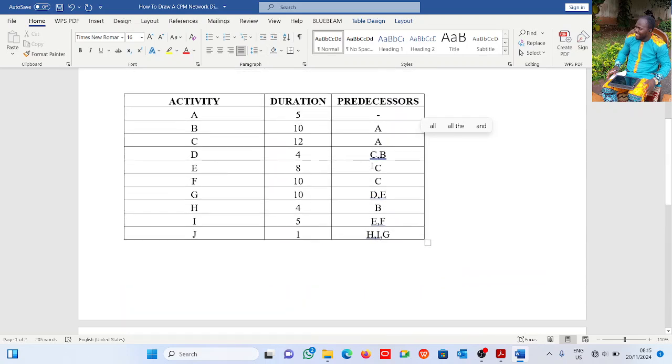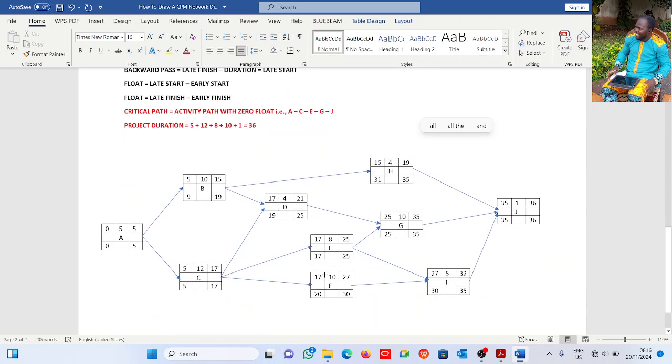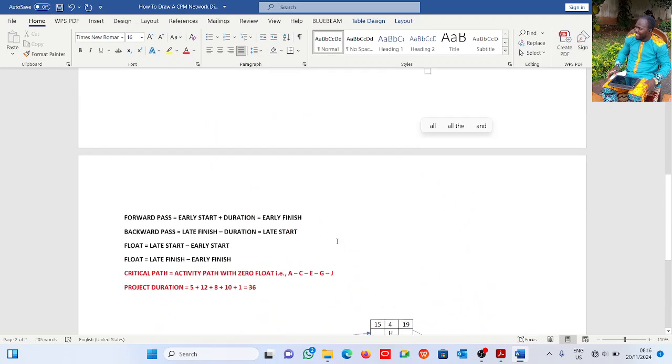Activity E has C as predecessor, so C has to come before E. The same thing with F. They have durations of 8 and 10. E has C as predecessor, and F also has C as predecessor. This is E, this is F. Activity C comes before activities E and F, so E and F are successor activities to C, because they come after C. C is a predecessor to both E and F. You see arrows from C to E and from C to F. E and F have durations of 8 and 10.